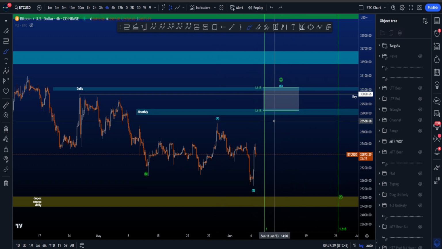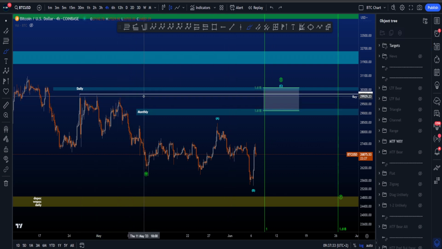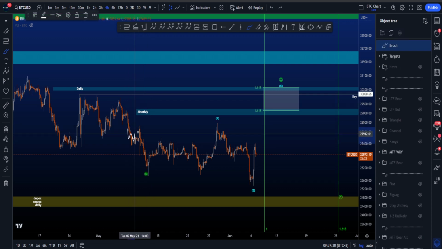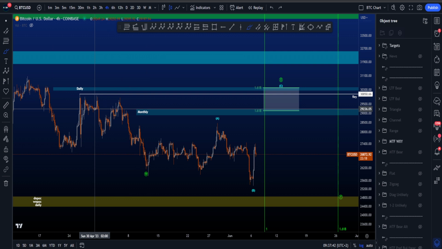What's interesting here for me is the 30k triple top. That is an area that I've been looking at for a while already. Even when we were ranging here, I was like, well, we still got that triple top, you know, when are we going to take that triple top?